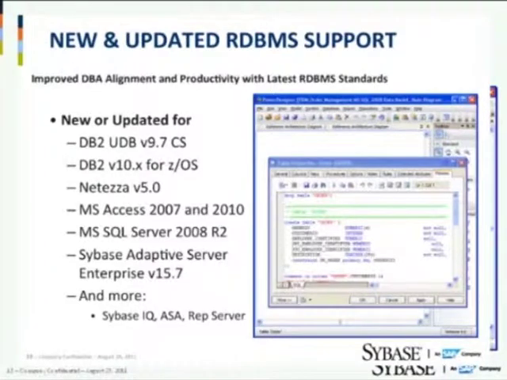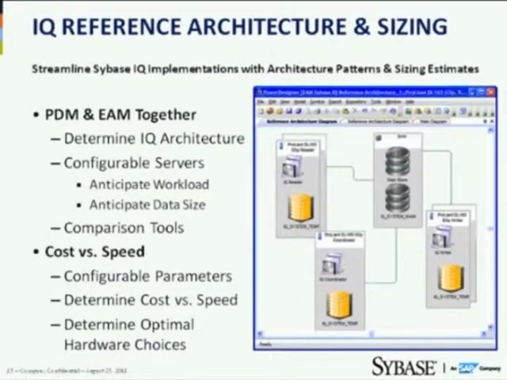Now, on the topic of our IQ implementation, one of the other new things that we've added to PowerDesigner 16 in specific support for Sybase IQ is the ability to use a set of patterns and templates and a wizard that takes sizing estimate parameters and calculates and creates a reference architecture. For this reference architecture, we know what the servers and server types are, and these are fully configurable. So as new servers come out or different hardware is available to you than what we have in the list, you can create an additional server parameter or adjust the parameters of an existing server profile.